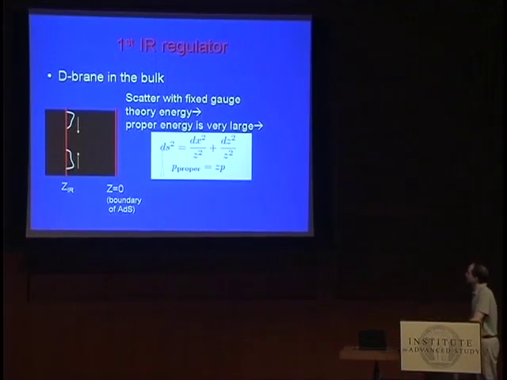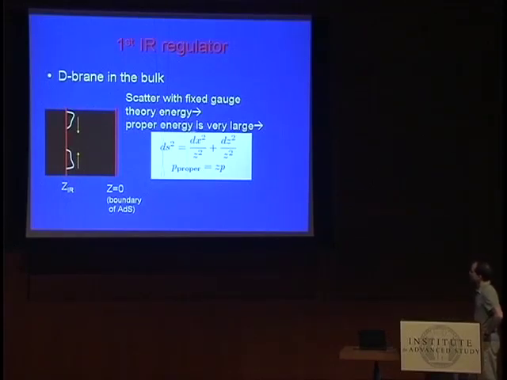So the first regulator is to take a D-brane in the bulk, a D-brane that is in the interior, and consider taking the gluons to be open strings that stretch, let's say, between two branes of this kind. And then we take these particles and we scatter them with fixed gauge theory energy. By fixed gauge theory energy, what I mean is we write the metric of AdS in this form, and the gauge theory energy is the energy that is conjugate to translations in x. So we keep the momentum conjugate to x fixed as we take the infrared regulator to infinity. So here, when c goes to infinity, we are removing the infrared regulator.